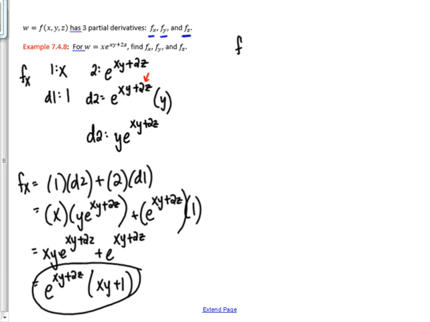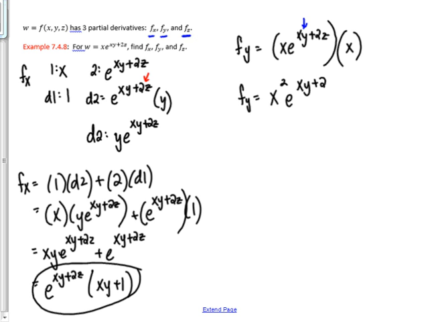Other two, much, much, much faster. The derivative with respect to y is copy down your problem and multiply it by the derivative of the exponent with respect to y. Well, this one's the only one that has a y in it. The derivative of y is 1, and I bring that x along. So if I cleaned it up, it's x squared, e to the xy plus 2z when I multiply those x's.